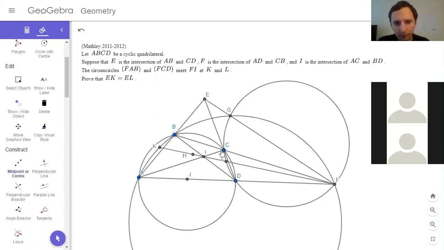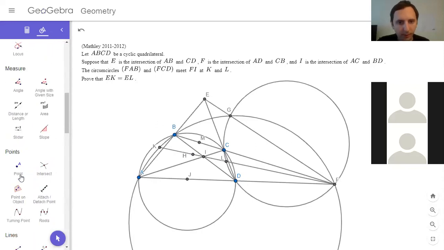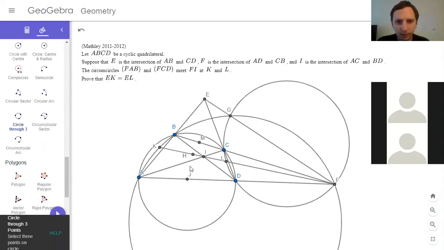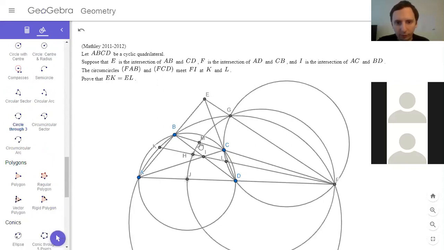Wait, hold on one sec. So if we take those three midpoints, I think J, H, M, and G are cyclic. J, H, M, G, and C are, yeah. So I wonder if this solves the problem. But what were you going to say? Why do you think they're cyclic?